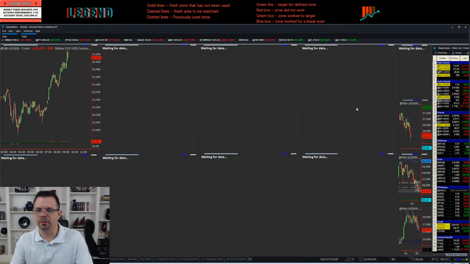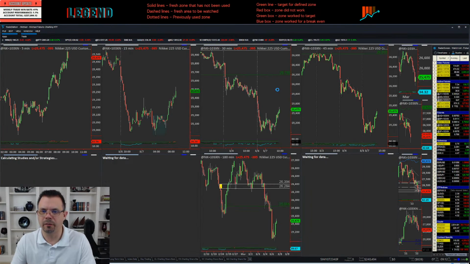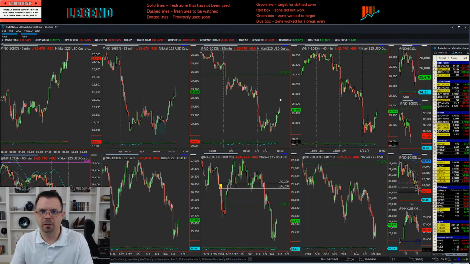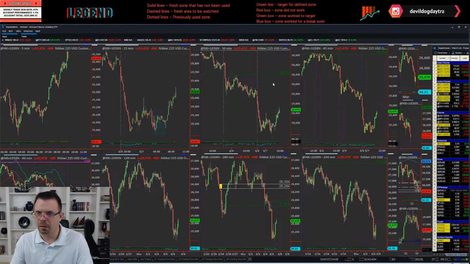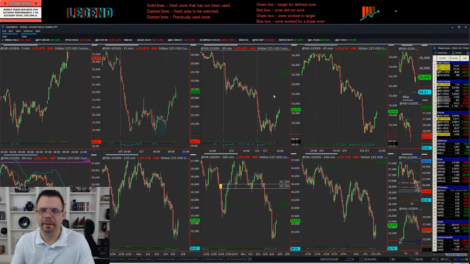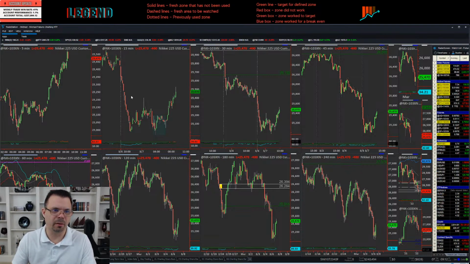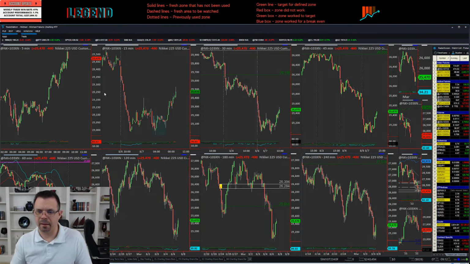Nikkei, so this is one where we had really good movement down from our 30-minute zone on Thursday, and a much smaller gap down on this one, right? Very little gap at all. No zone at that gap, nothing to take advantage of there.